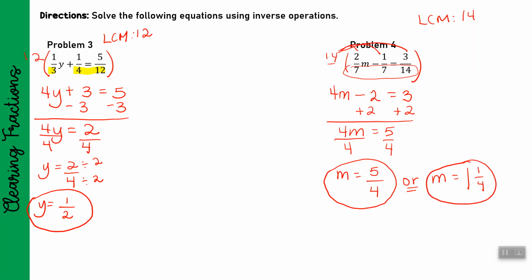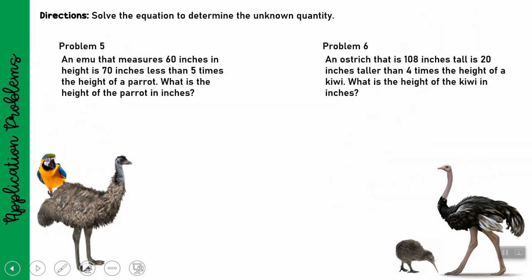There we go. Okay, last 2 examples here. We have application type problems. So first we're going to write the equation, then we're going to solve. Okay, so an emu that measures 60 inches in height is 70 inches less than 5 times the height of the parrot. What is the height of the parrot in inches? So if I get an improper fraction, I am going to have to make it a mixed number here.